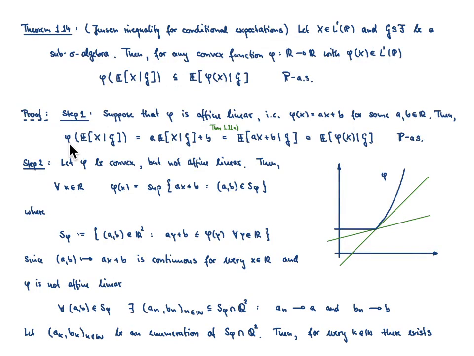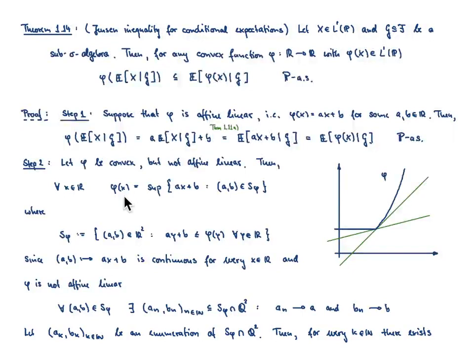Why? Well, let's compute what is phi of the conditional expectation of x given g. Under that assumption, it's nothing else but a times the conditional expectation of x given g plus b. Now you see by linearity, you can bring the a and the b inside the conditional expectation. So you simply obtain the conditional expectation of this linear combination ax plus b given g. But that's nothing else but phi of x given g, almost surely. So having understood that case, let us now address a more general case, namely that phi is a convex function which is not affine linear. We would like to exclude that, and you will see in a moment why we should exclude that.